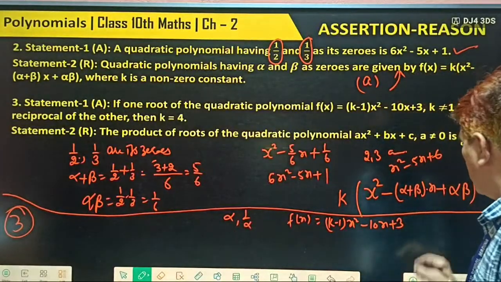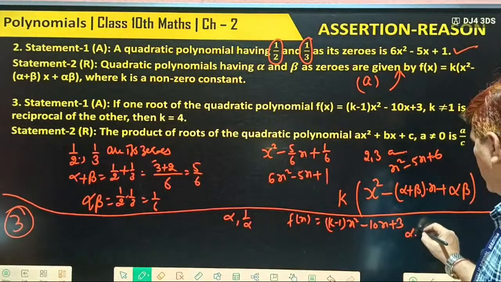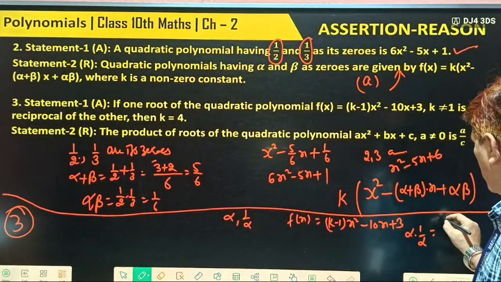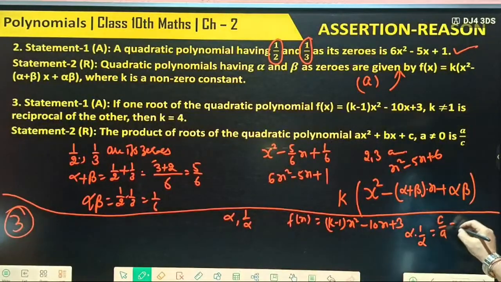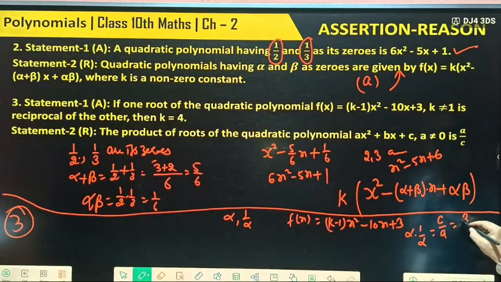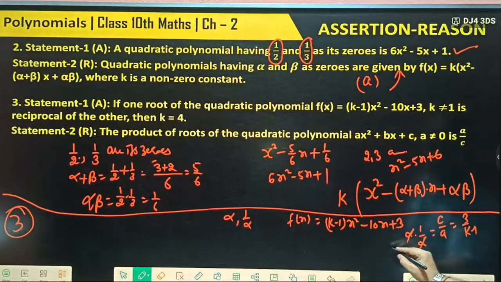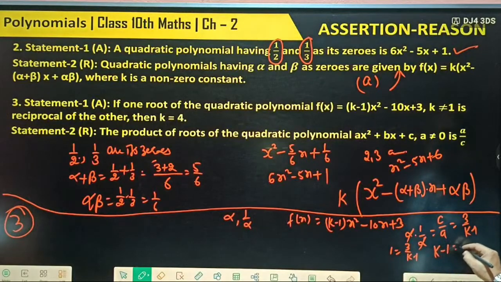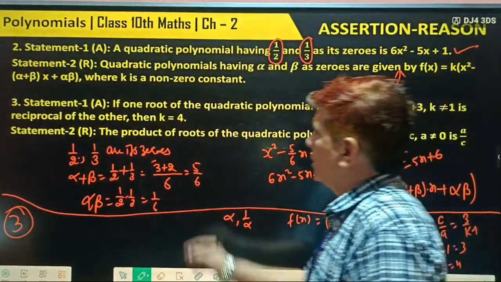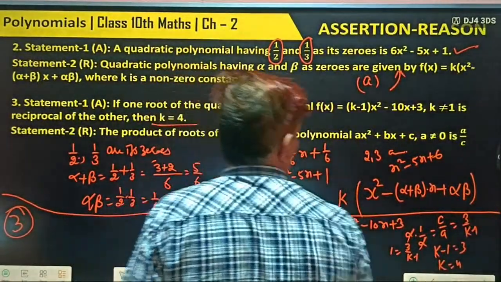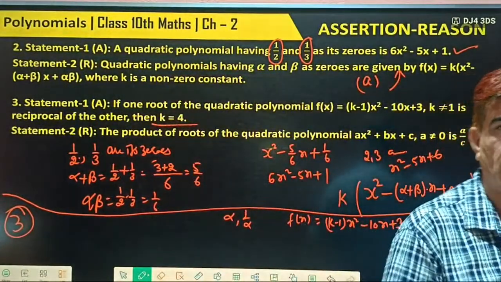So what's the product of the zeros? Alpha into 1 by alpha equals c by a. C by a meaning what? Here c is 3, so 3 by k minus 1. So if you solve, it's 1. So 1 equals 3 by k minus 1. So take k minus 1 equal to 3. So k equals 4. Reciprocal of the other when k equals 4. So it means statement 1 is right.